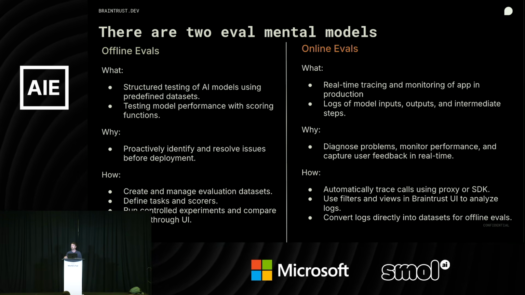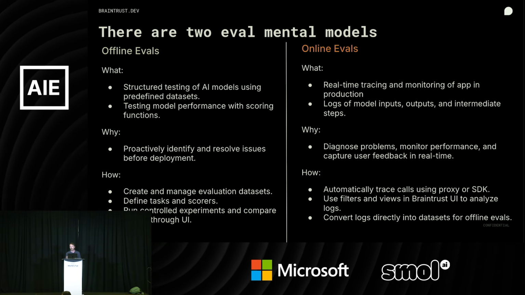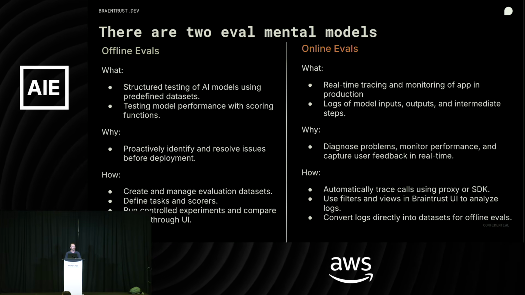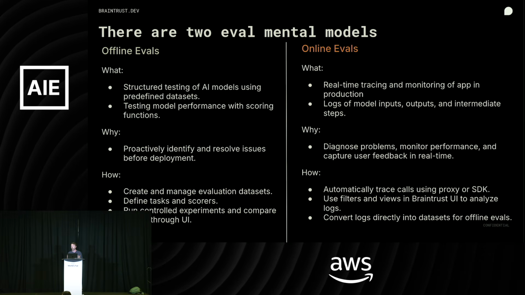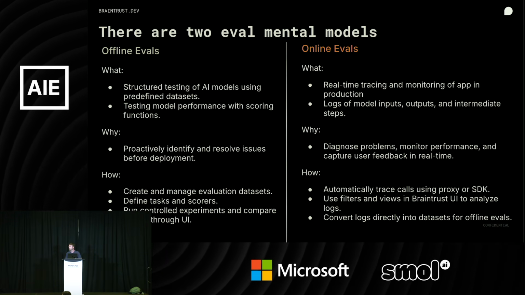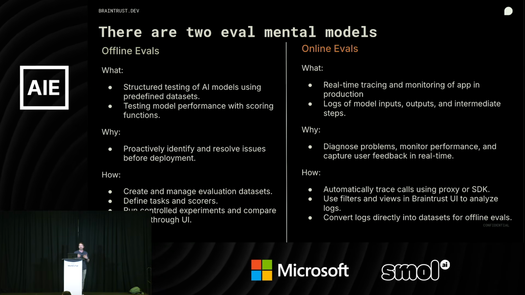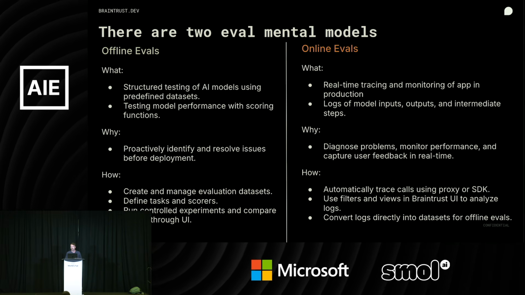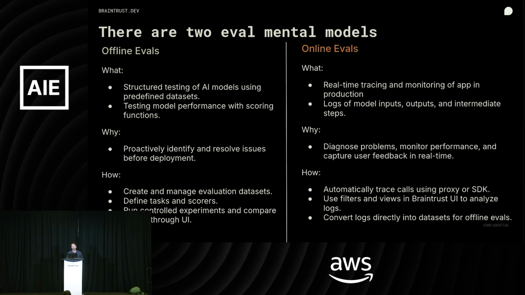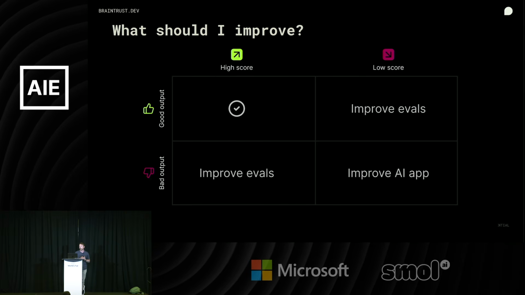Online evals, this is that real-time tracing of the application in production. It's logging the model inputs and the outputs, the intermediate steps, the tool calls, everything that's happening. It allows us to diagnose performance and reliability issues, latency. Based on how you instrument your application with Braintrust, we can pull back lots of different metrics related to cost and tokens and duration, and all of these things help inform how we build this application. I'll jump into a little bit more of how we can instrument our app for online evals. We're going to first talk a little bit more about the offline.